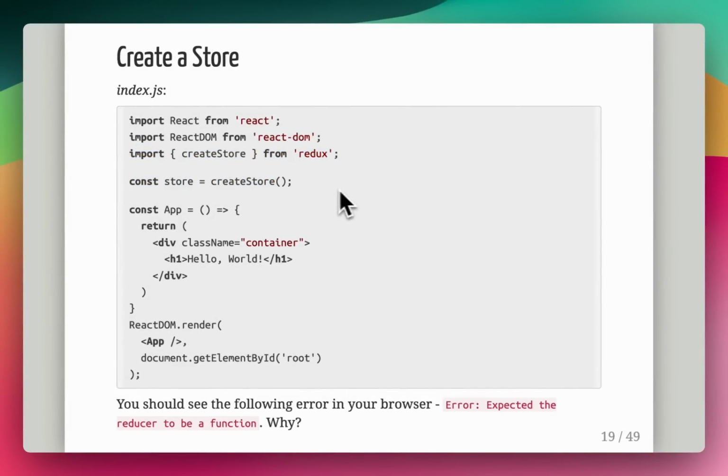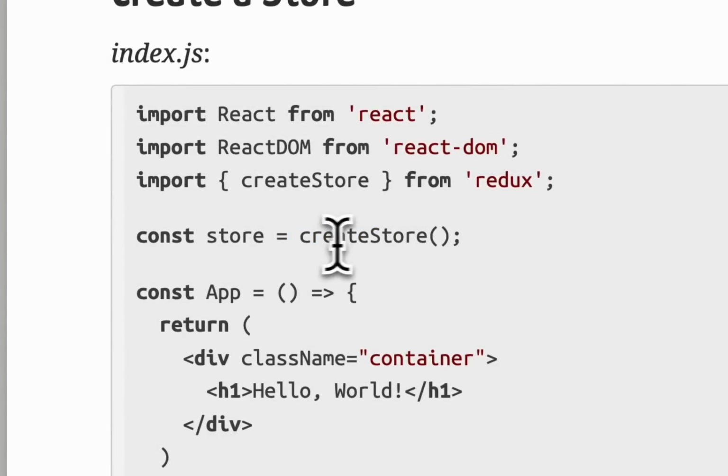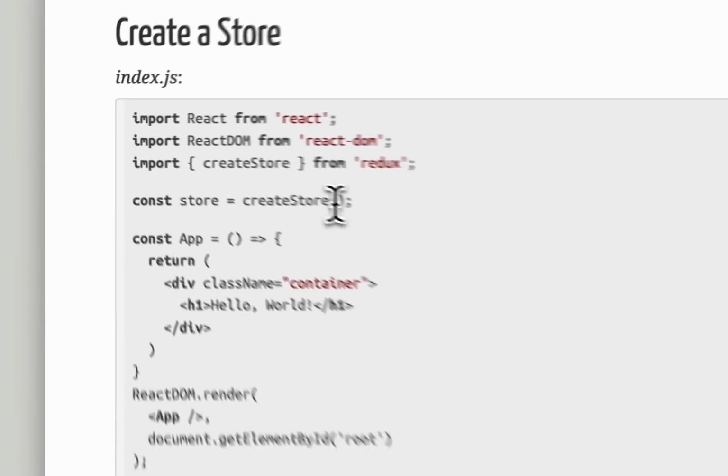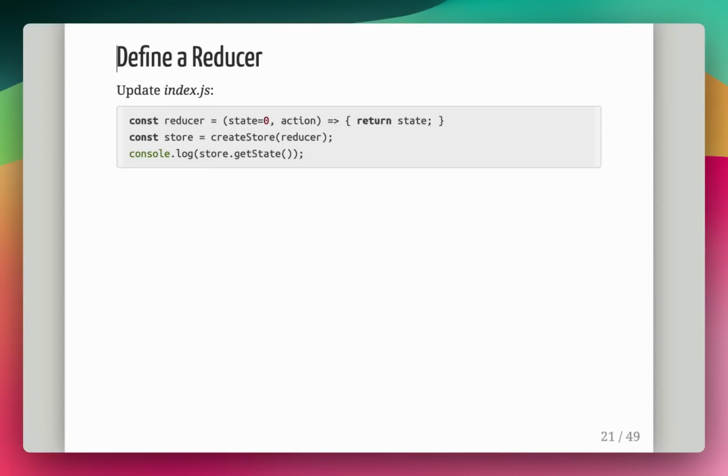Now, once you save this and try to run it, you'll see an error. And the error would be that a reducer function is expected. This is because the createStore function, which creates a new Redux store, requires a parameter. And that parameter is a reducer. Right? So next step is that you need to define a reducer.